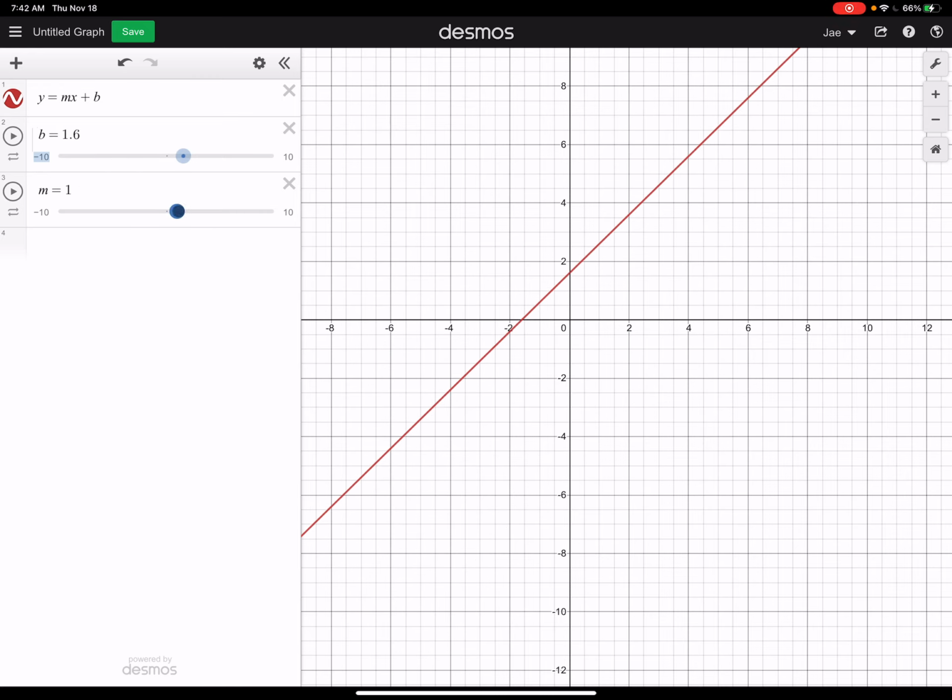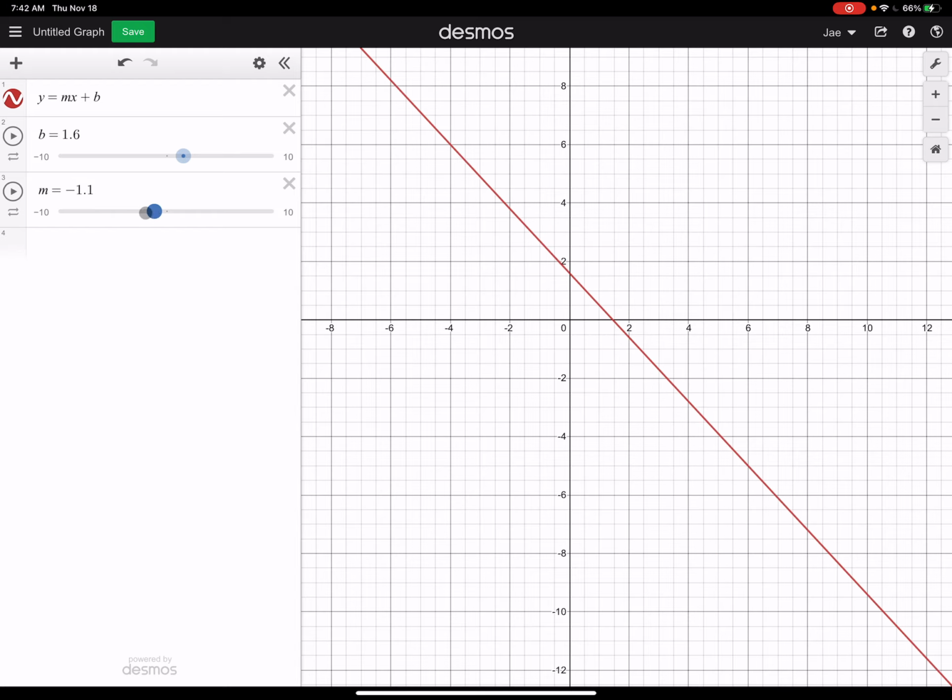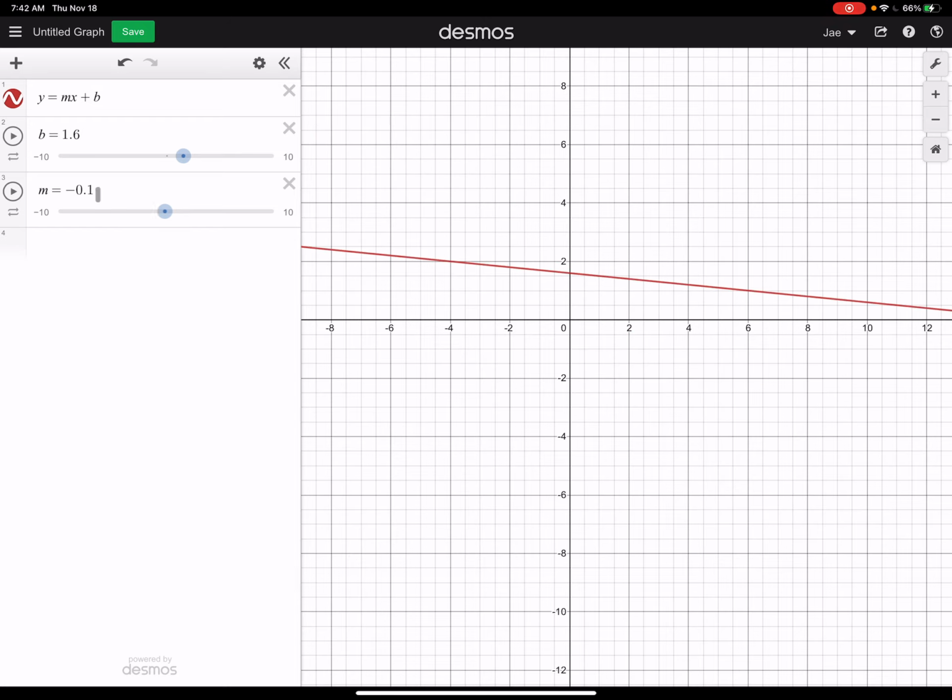And then the m, as it goes lower, as it goes to a negative, it becomes a downhill. As you can see, if you were to go from left to right, it's downhill because it's negative. As it increases, the slope becomes less steep. And once it hits 0, bam, it becomes a straight horizontal line because it has no slope. And as it becomes positive, like 0.3, the line increases and becomes more steep. So as the slope increases, the line becomes more steep.